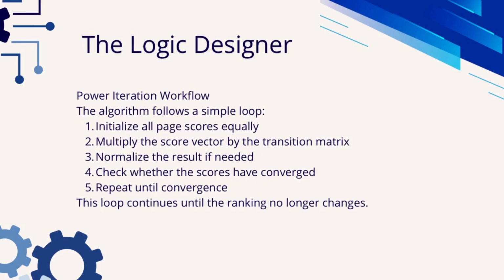Here is the workflow of the power iteration algorithm. First, we initialize all page scores equally. Next, we multiply the score vector by the transition matrix, which represents how links distribute importance. After that, we normalize the result if necessary and check whether the scores have converged. If the values are not stable yet, we repeat this process. The algorithm continues looping until the ranking no longer changes.